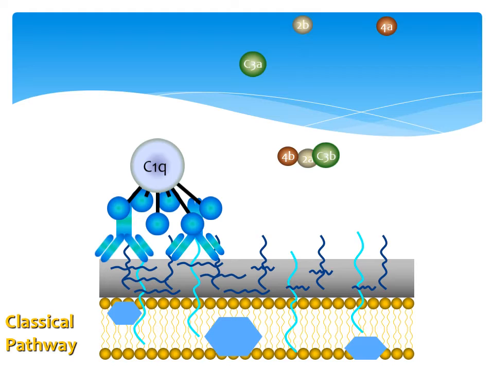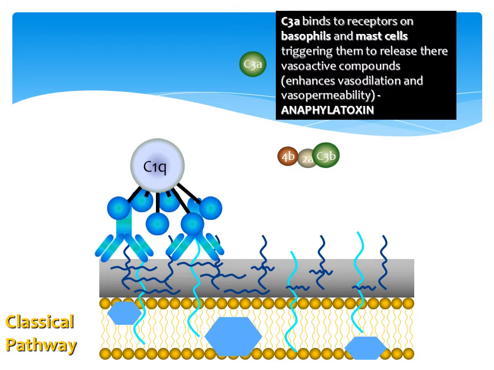The C3a has an anaphylatoxin-like property. As you can see, the C3a binds to the receptors on the basophils or the mast cells, and we know the granules of the mast cell are triggered to release the vasoactive amines like histamine, which causes vasodilatation and increases the permeability of the vasculature and thus triggers the anaphylaxis response.